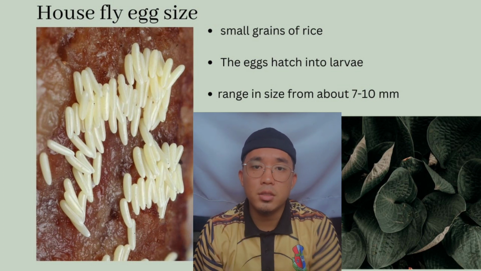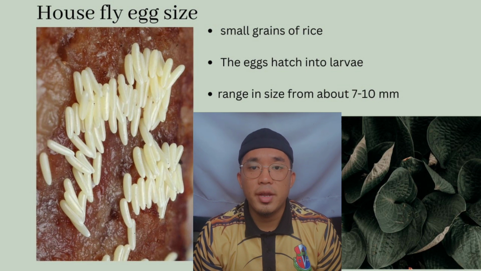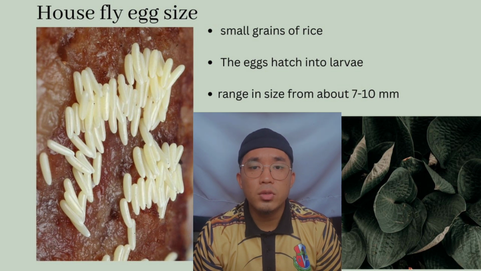Okay, this is an image of the result for the description of the housefly egg. Housefly eggs resemble small grains of rice. The eggs hatch into larvae, also known as maggots, which range in size from about 7 to 10 mm long.